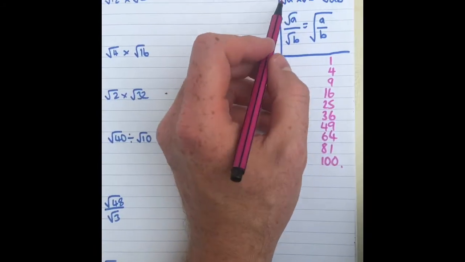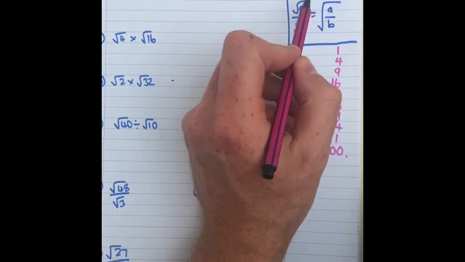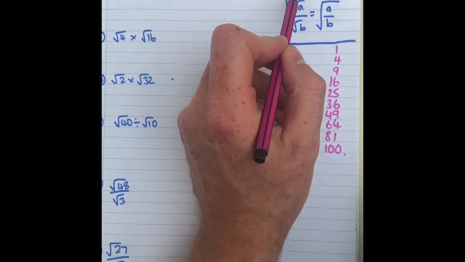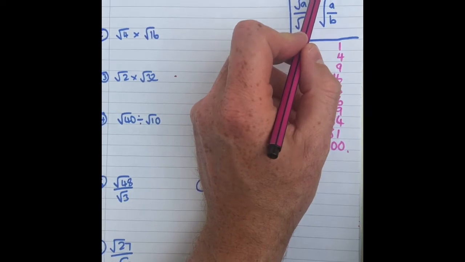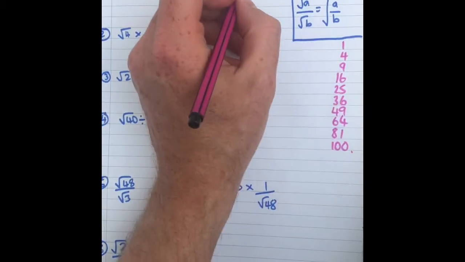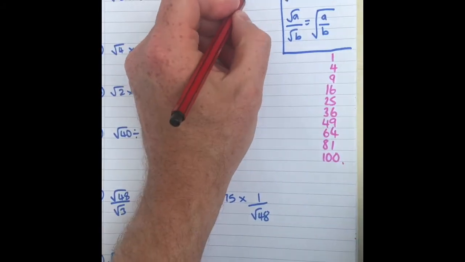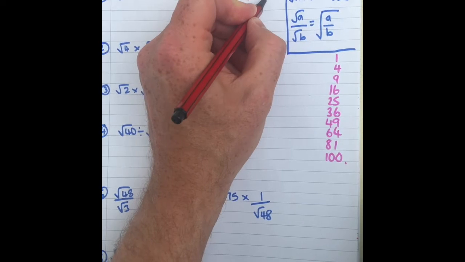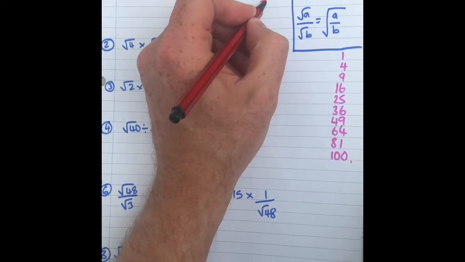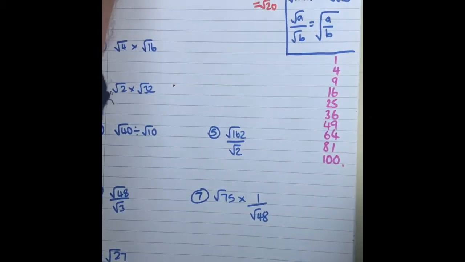So the two main rules for multiplication and division. That's the one for multiplication. That means the square root of something times the square root of something else can be written as the square root of those two numbers multiplied together. So if I give you an example, let's say we've got root 5 times root 4. That would be the same as root 20. So that's the first rule.